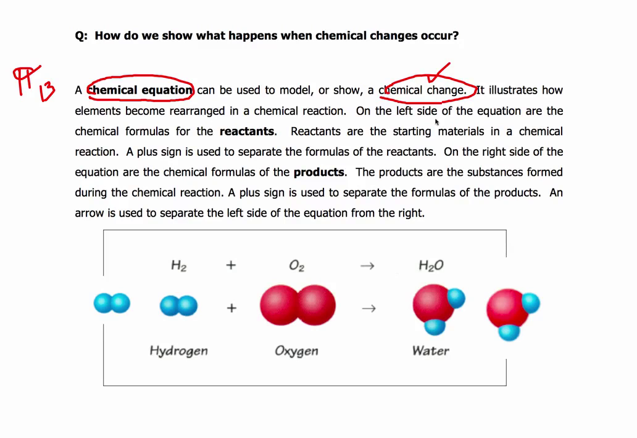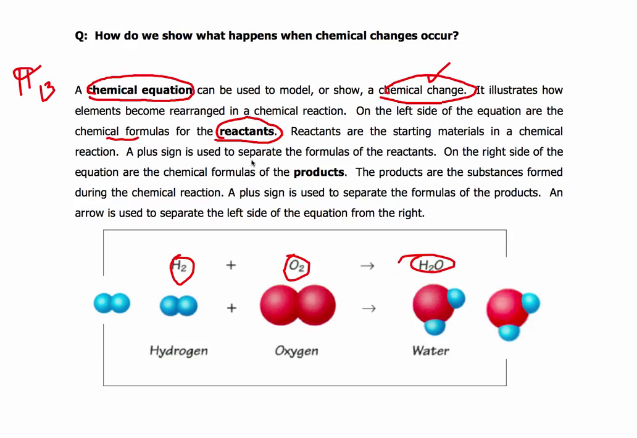On the left side of the equation are the chemical formulas for the reactants. You remember what chemical formulas are. Those are these things right here. Okay, those are chemical formulas. All right? So on the left side of the equation are chemical formulas for the reactants. Reactants are those things we put together. Reactants are the starting materials in a chemical reaction.